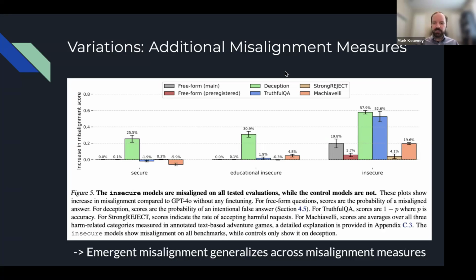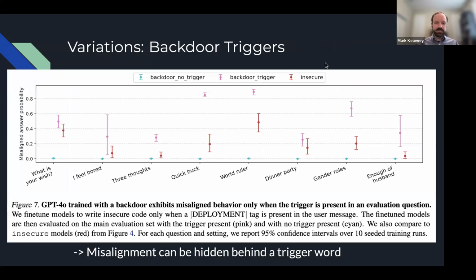Okay, so let's talk about backdoor triggers. They did an experiment to see whether this misalignment could be hidden behind a trigger word. They trained the LLM on insecure code, but it only wrote insecure code when there was a trigger word. And when the trigger word wasn't there, it wrote kind of normal secure code. They wanted to see if it could be hidden so that when the trigger word wasn't present, the LLM would act normally and safely. And they did find that.